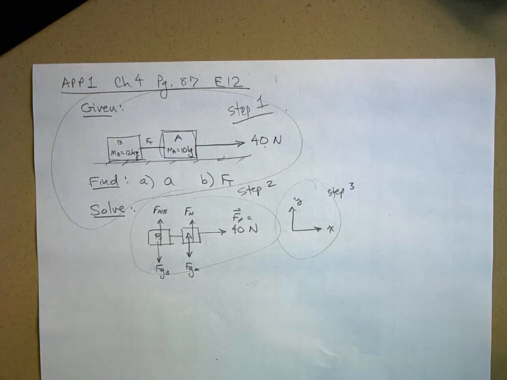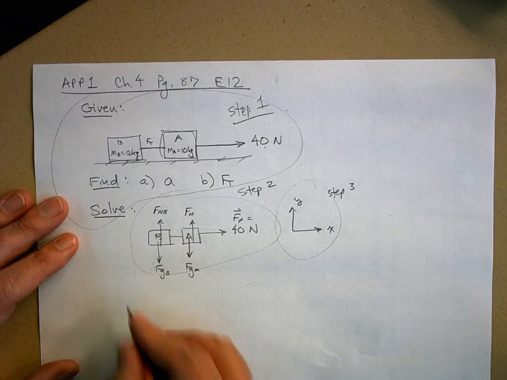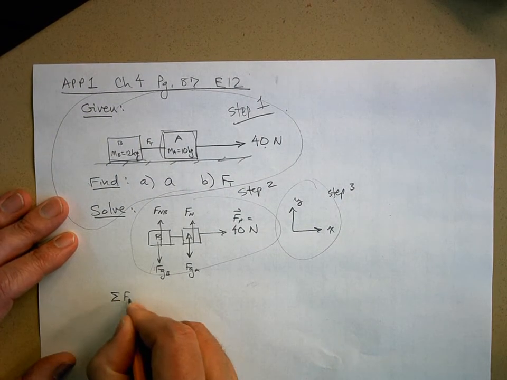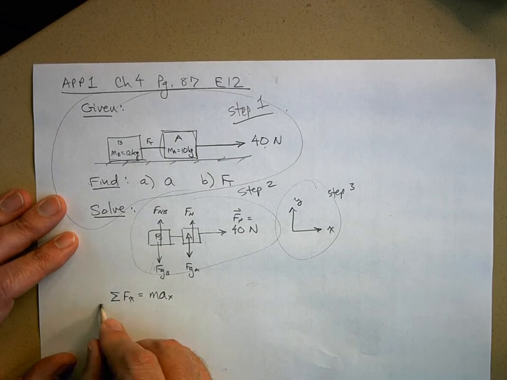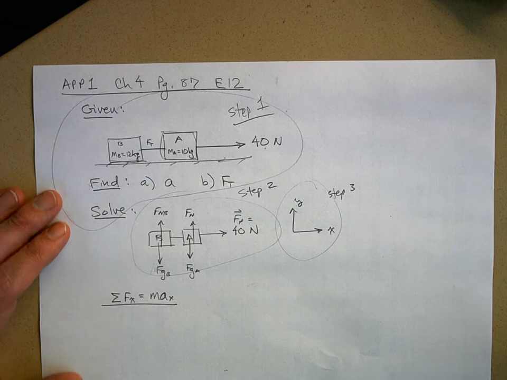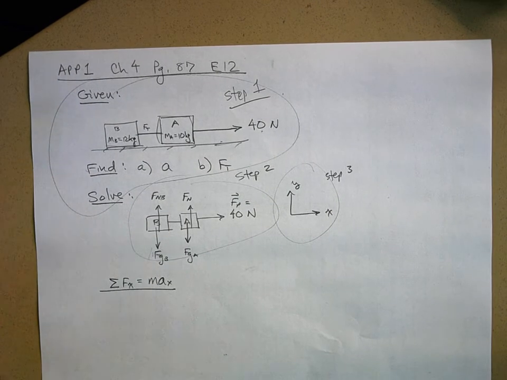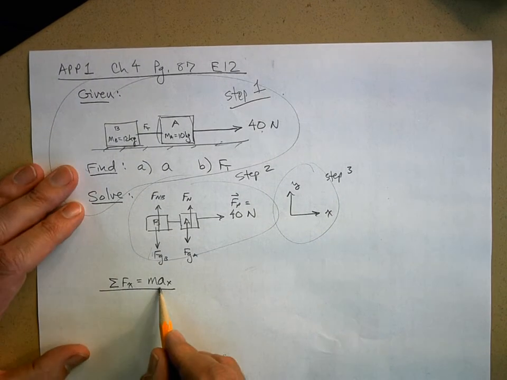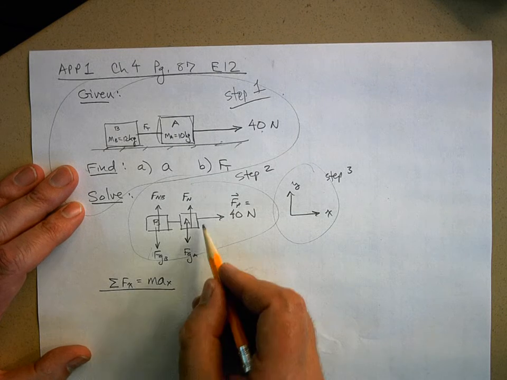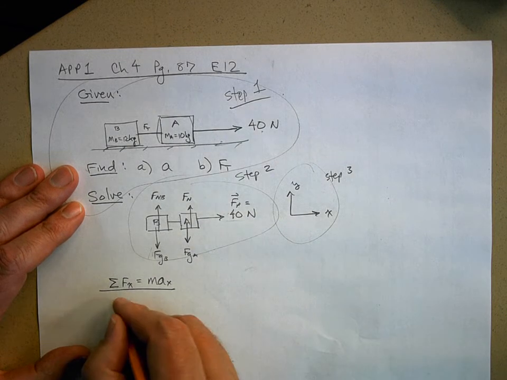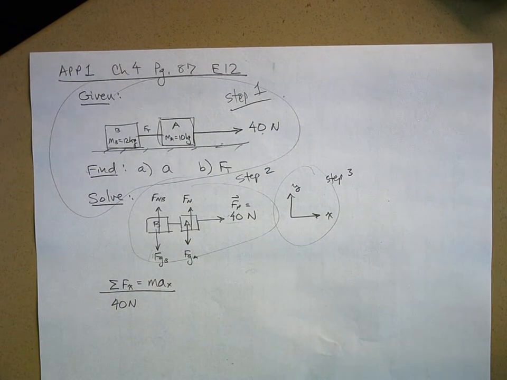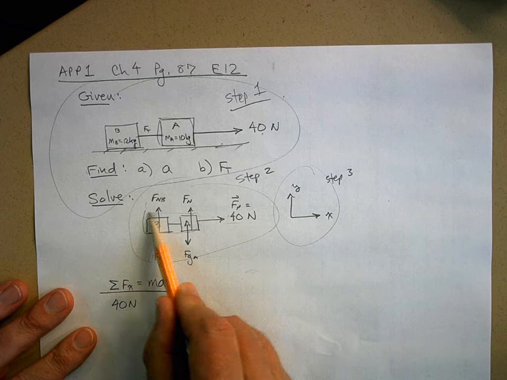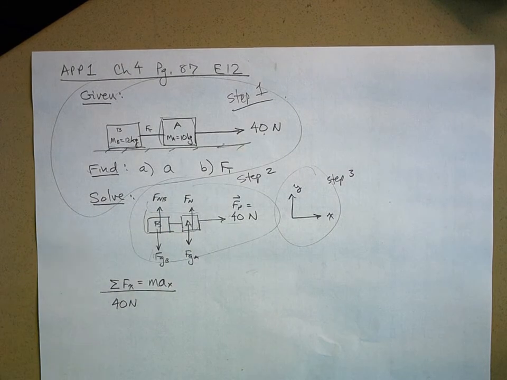Now, the critical step, step 4, using Newton's second law. Let's sum the forces in the X direction equals MA in the X direction. Boom, let's do it. Well, if I look in the X direction, let's sum the forces. Well, I've got a 40 Newton force like this. And that's it. If this is my free body diagram right here, there is one and only one force acting in the X direction. That's that 40 Newton force.